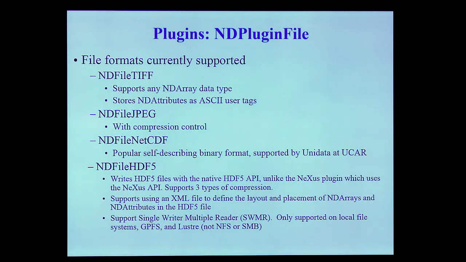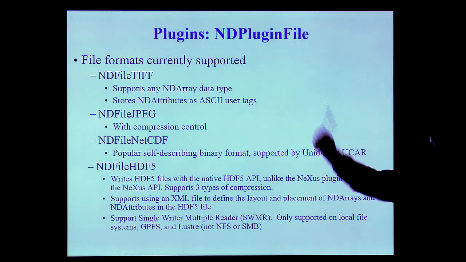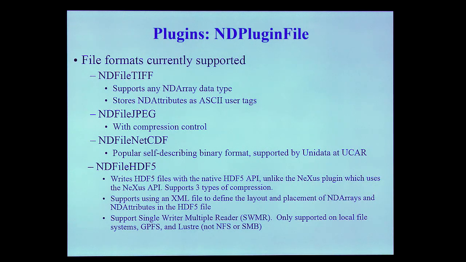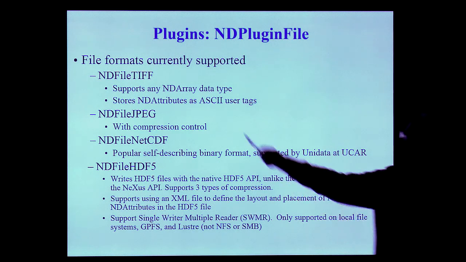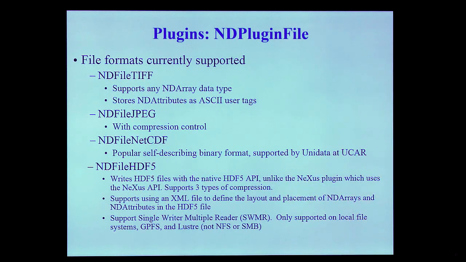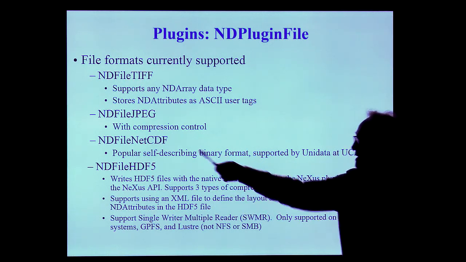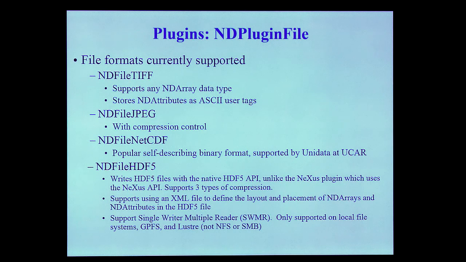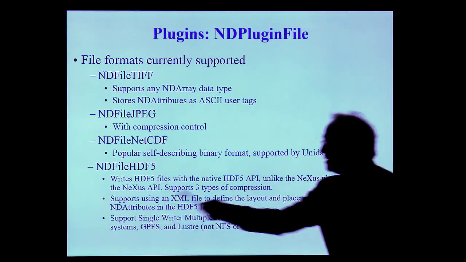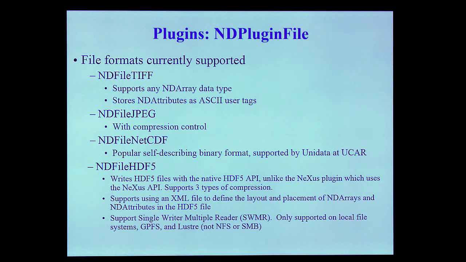So the file formats that are currently supported are TIFF, which supports any NDArray data type and stores NDAttributes as ASCII user tags in the TIFF file. There's a JPEG plugin with compression control, and a NetCDF plugin. NetCDF is a popular self-describing binary format supported by the University Corporation for Atmospheric Research in Boulder. The HDF5 plugin, I think most of you are probably familiar with HDF5.